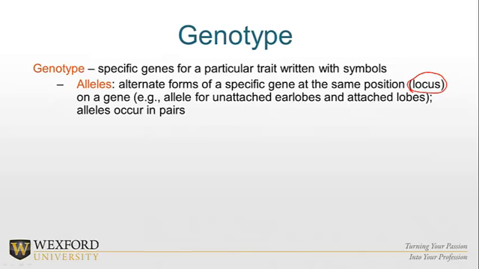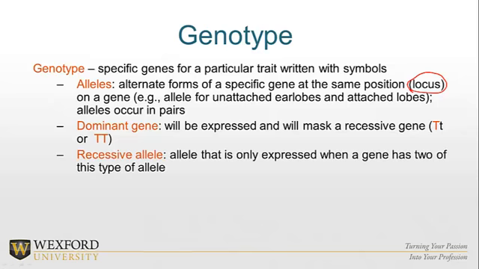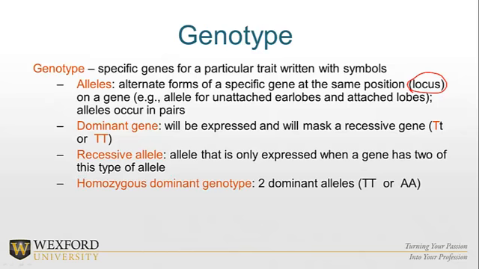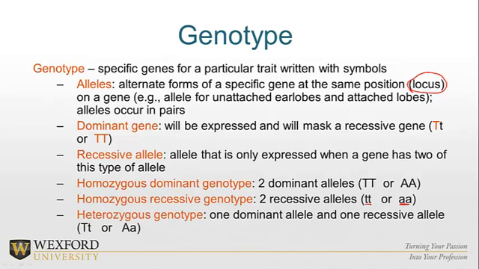And once again, those alleles occur in pairs. The dominant gene will be expressed and mask the recessive gene, while the recessive will only be expressed when it is homozygous for itself. Homozygous dominant, two dominant alleles. Homozygous recessive, two recessive alleles. The only time we're actually going to see the recessive trait come out is when it is homozygous recessive. And heterozygous, one dominant allele, one recessive allele. So once again, more of the same stuff, just put slightly differently.